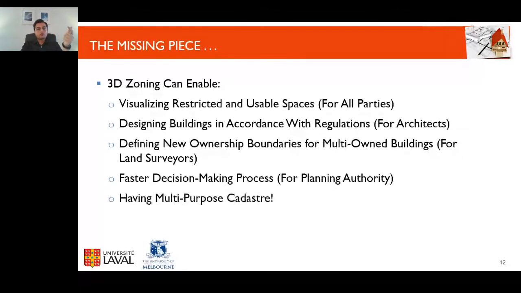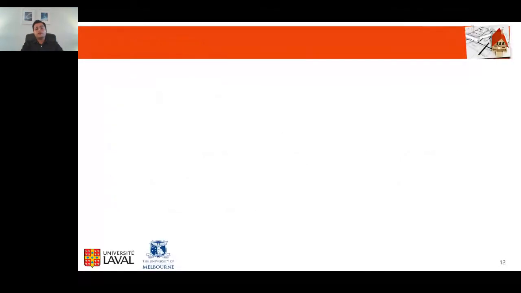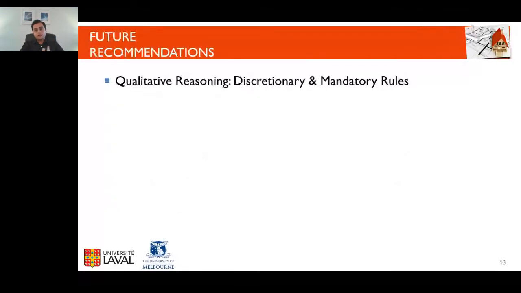It can also enable having a multi-purpose cadastre to find better compliance between land use, urban planning, and citizen welfare. Since planning regulations can contain discretionary or mandatory rules, restricted spaces in the 3D zoning do not necessarily mean that they are not usable. This aspect reminds the importance of having a qualitative reasoning in a later stage.